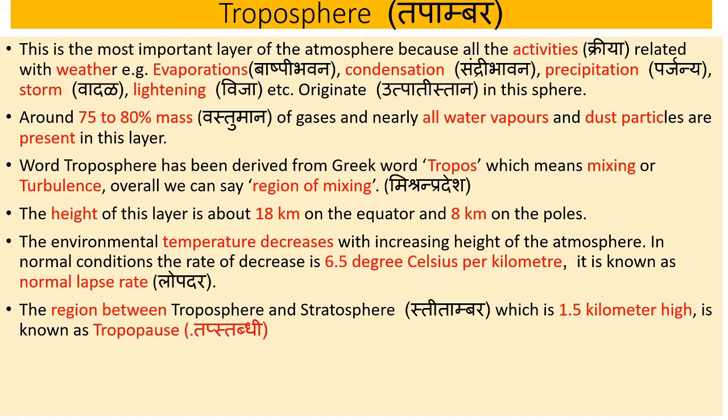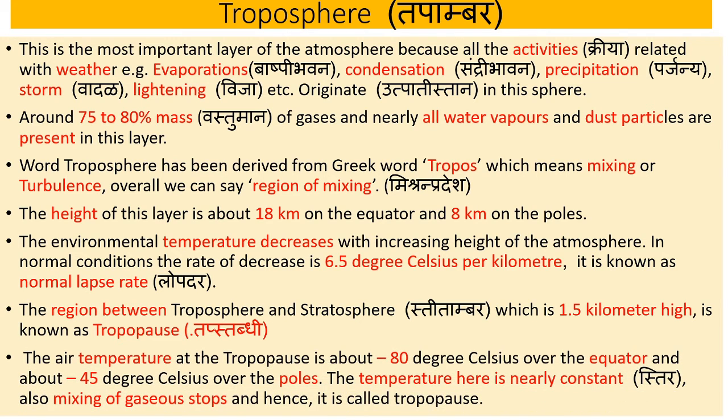The region between troposphere and stratosphere is the next layer of the atmosphere. So the region between troposphere and stratosphere, which is only 1.5 kilometers in height, is known as tropopause. So in this layer, there is no increase in temperature and all the atmospheric activities are still or paused. That's why this layer is known as tropopause.